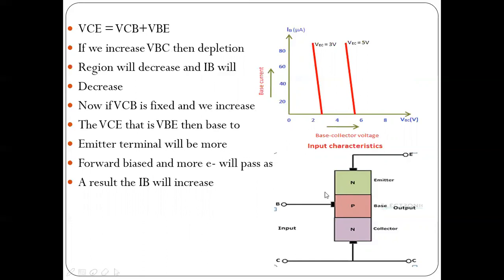And we know in the active region, the base to emitter voltage is forward biased. So as we increase the base to emitter voltage, the base to emitter terminal will be more forward biased. And that means more electrons will pass through this base region, and this will increase the base current, that is IB. So if we increase the VCE, then we will increase the IB. That is, if we increase VCE, IB will also increase.